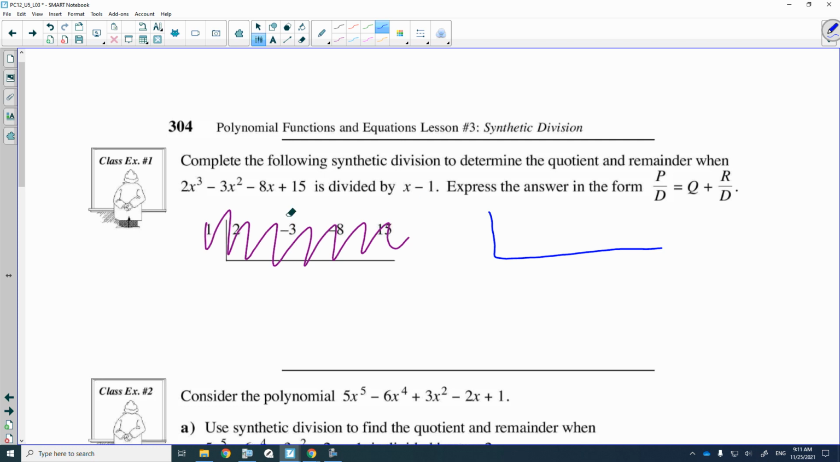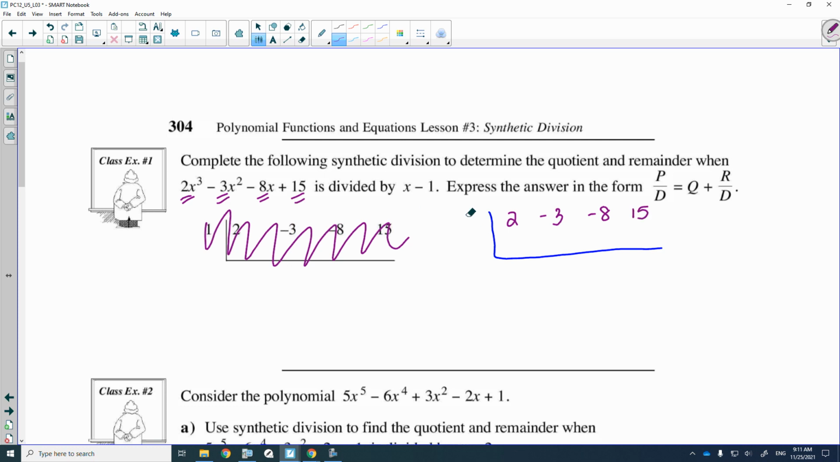So first of all, let's look at our polynomial. This is our p of x. We have to make sure, 1, it's in descending order of x cubed, x squared, x1, constant, and we've got zeros as placeholders in. Once we have that, we could set it up. It would be a 2, -3, -8, and 15.